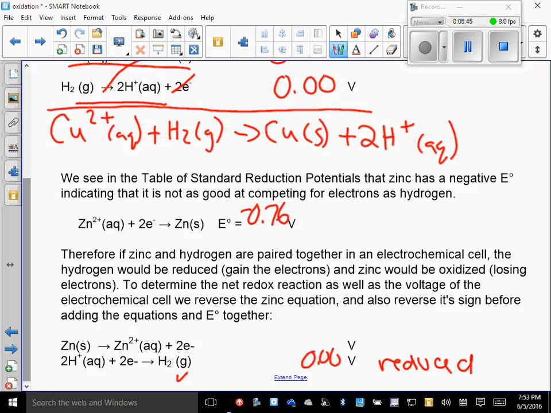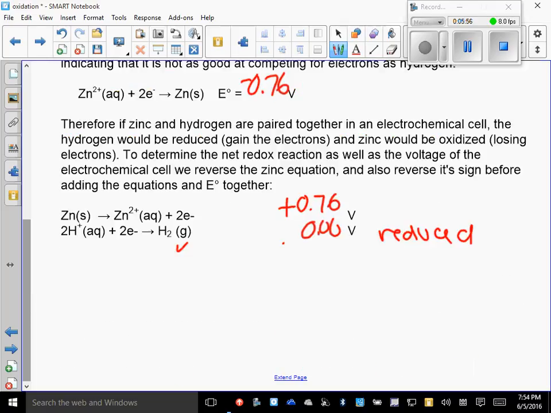But zinc we have to flip. And notice whenever we flip it, then we make its voltage the opposite sign. Okay? So if we were to add these two reactions together, we would get a total voltage of 0.76. We could go through the same thing with our spectators and write the full reaction as well.